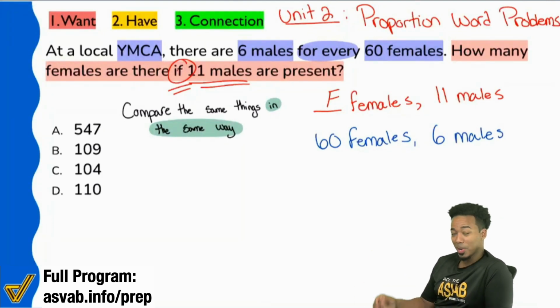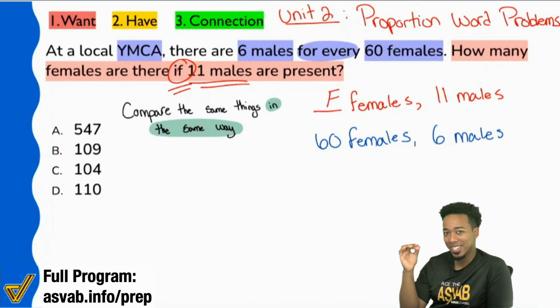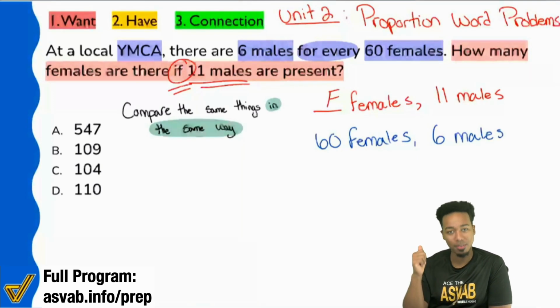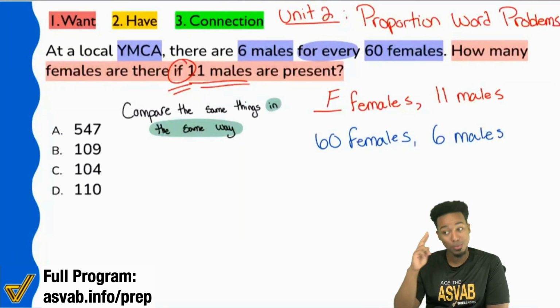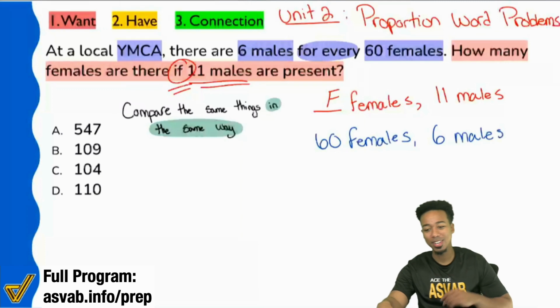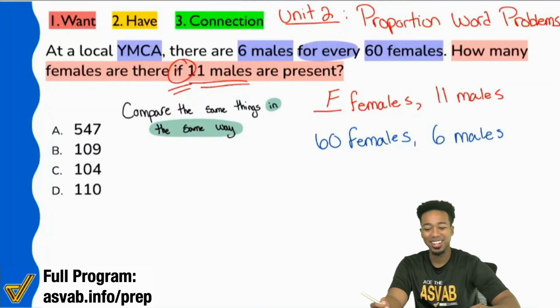Again, we are going to make sure that we are comparing the same things in the same way. If we're doing that, you have a valid proportion and you're good to solve it. If not, rethink what you're doing. Here we go.